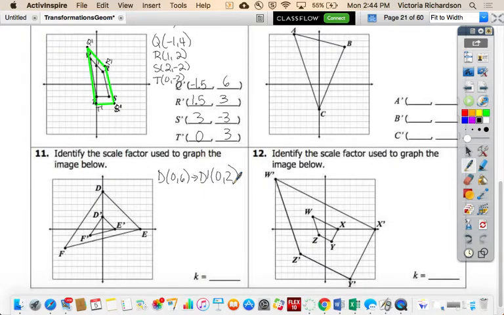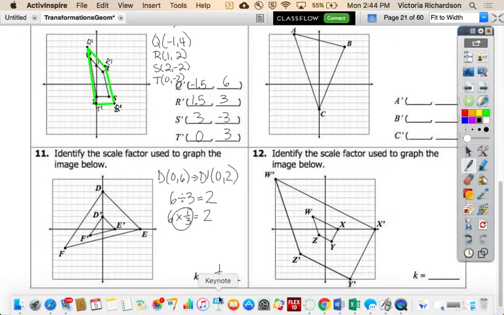So obviously it's a reduction. And what I need to tell myself is what number could I multiply by, or what number could I divide by that would go from 6 to 2. And 6 divided by 3 gives me 2. Now, we need to make sure we have something to multiply by. So dividing by 3 and multiplying by 1/3 is exactly the same thing. So we want to use the multiplication. So my scale factor for this would be 1/3.